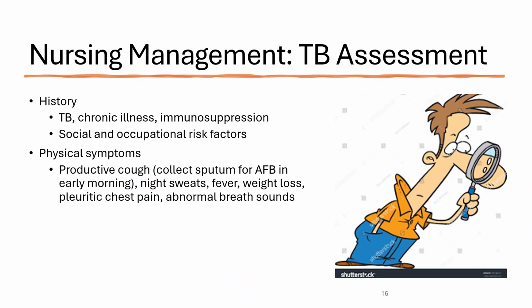On your assessment, you really want to ask the patient about any previous history of TB, any chronic illnesses, or any immunosuppressive diseases or medications they may be taking. Obtain a social and occupational history to determine the risk factors for TB transmission. If they've previously lived in an institution, think about prisons, jails, or detention facilities, places where people are in close quarters.